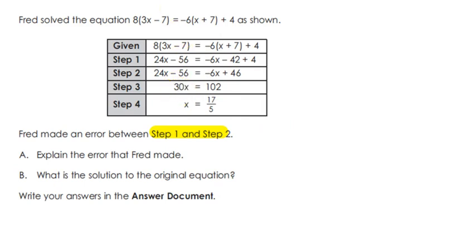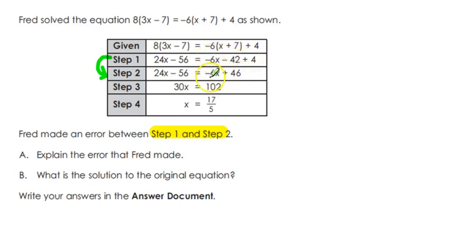So the first thing you need to do is find the mistake between step 1 and step 2. It tells you this is where it is, so you don't have to waste your time figuring out what on earth they did from here to here. You just have to figure out what the mistake is. So let's take a look here. 24x minus 56 equals. There's nothing that they did over here on the left-hand side. So the mistake must be over here on the right-hand side.